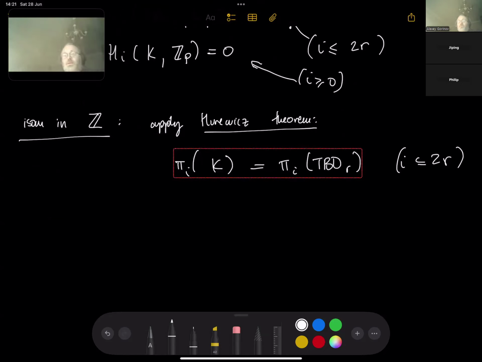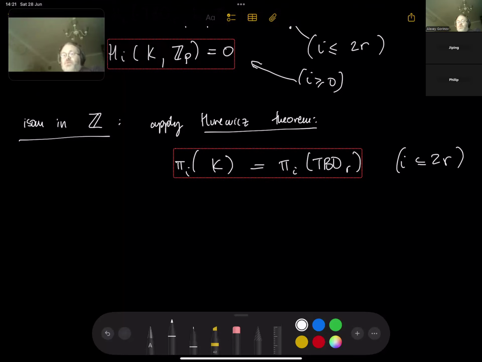Obviously the only interesting range is from r to 2r, because the lower groups are 0. Yeah, I think I'm happy. We can stop here.